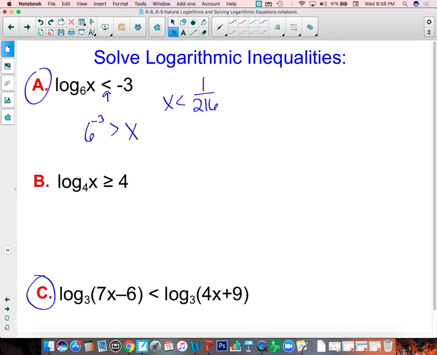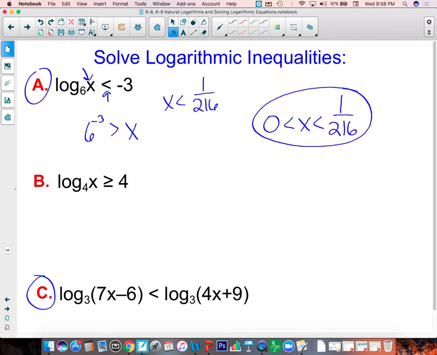I chose this example because there is a little bit more to it than just that. I know x is going to be less than 1 over 216. That just comes from changing to an exponential. Now think about logarithms again. What can you not have in logarithms? Because if I say x is less than 1 over 216, that goes below 0. So I know I can't have negatives in here. I know I can't have 0 in there. So it's actually a compound inequality: x is between 0 and 1 over 216.